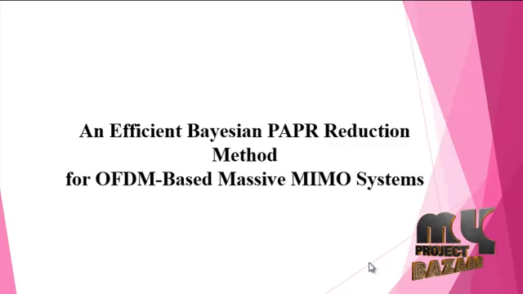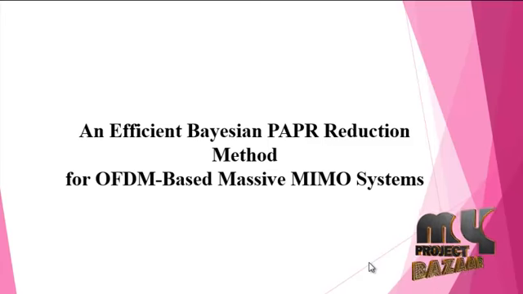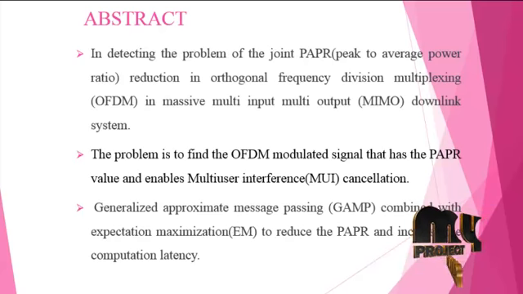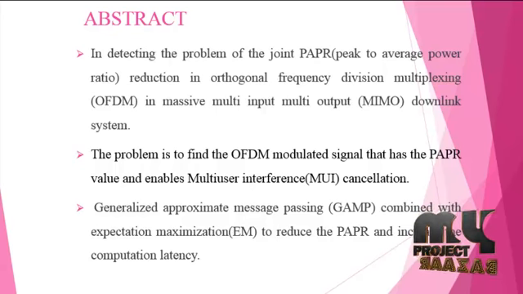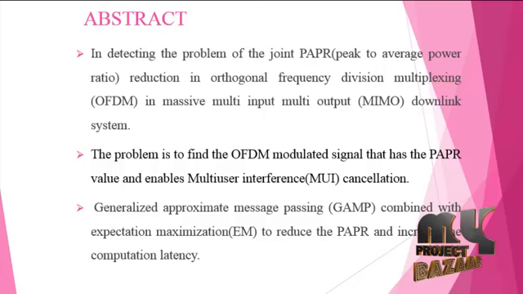Our product title is an efficient Bayesian PAPR reduction method for OFDM based massive MIMO systems. The abstract: in our product we are going to address the problem of joint PAPR, that is peak to average power ratio reduction in orthogonal frequency division multiplexing in massive MIMO downlink system.